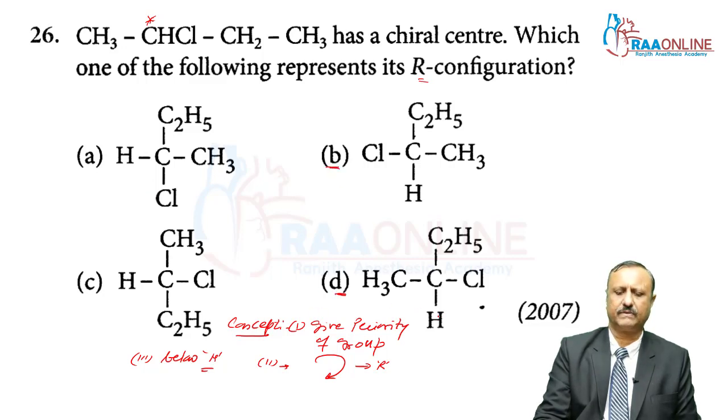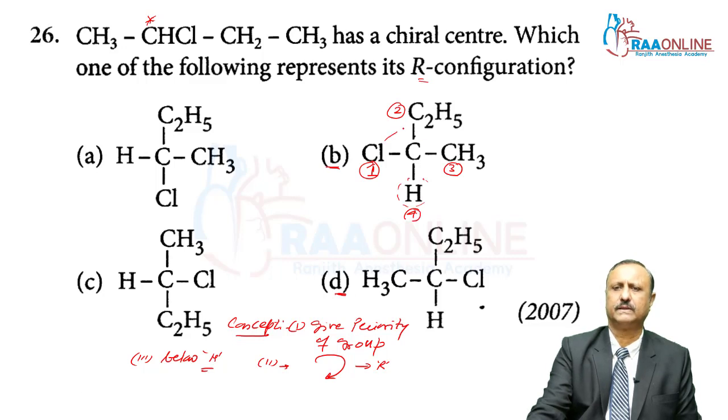Now, my dear students, when we look at this atom, this is priority 1 because its atomic number is higher, this group is priority 2, then priority 3 and 4, with hydrogen having atomic number 1. When we go 1, 2, 3, this is the clockwise direction. That is why it is called R, R for right. So this configuration is called R configuration. So, my dear students, you can go for answer B.